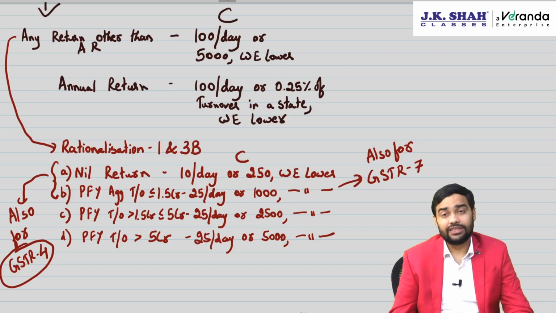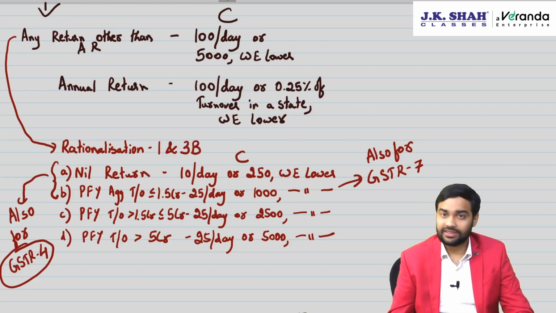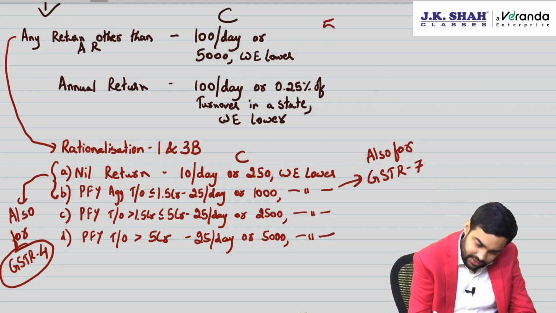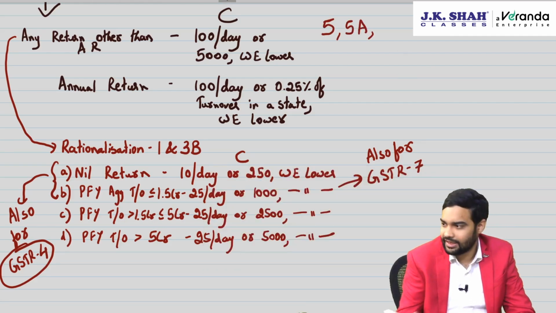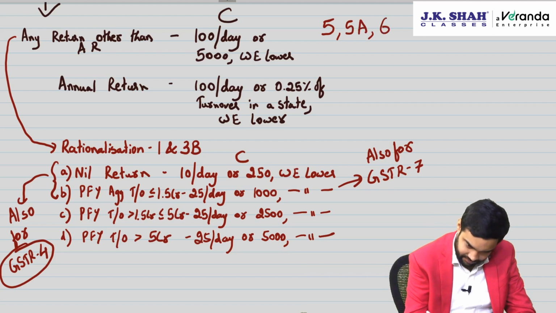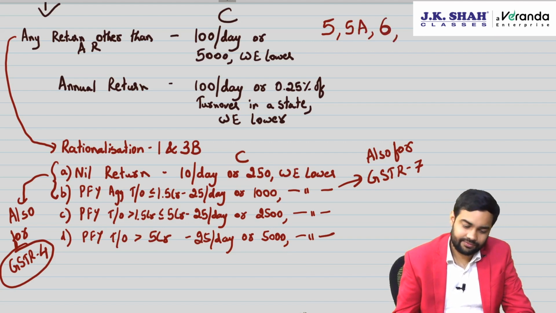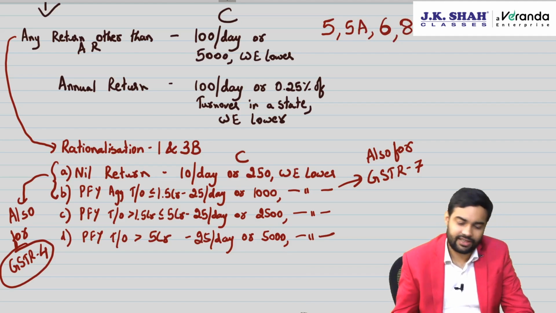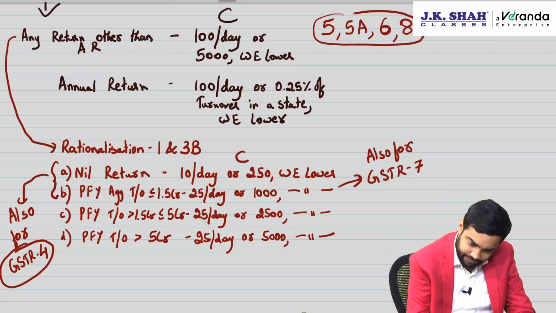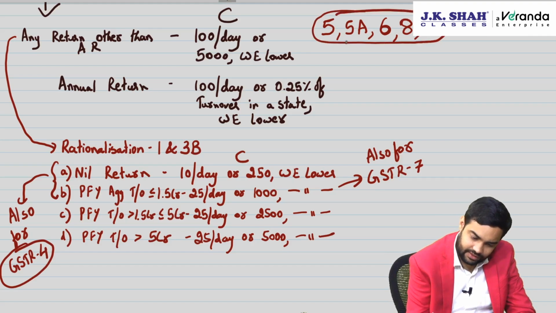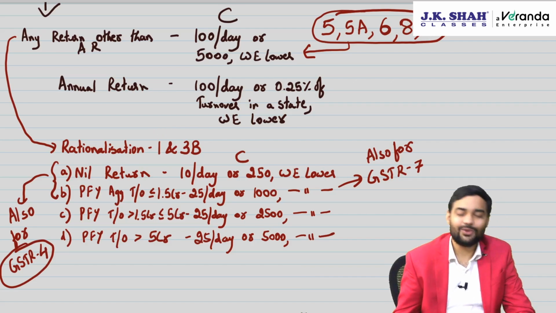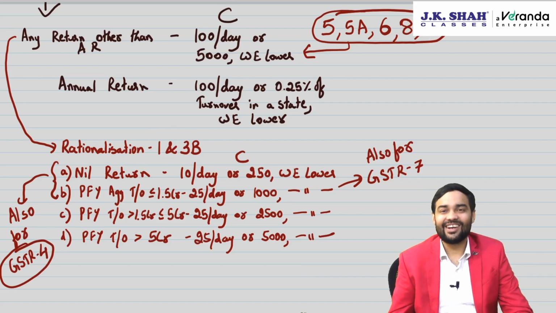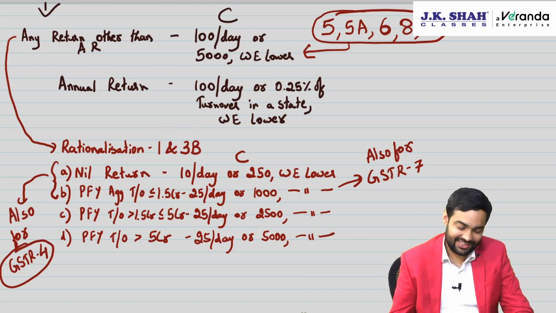Now see which are the returns which don't get a relief, because that can be asked in your exam. No relief for 5. 5A does not have any relief. 6 does not have any relief. 8 does not have any relief. So these 4, and you have 10 also. These 5, there is no relief available because the relief is only for 1, 3B. So 2B gets auto generated, people. There cannot be a late fee for GST portal.